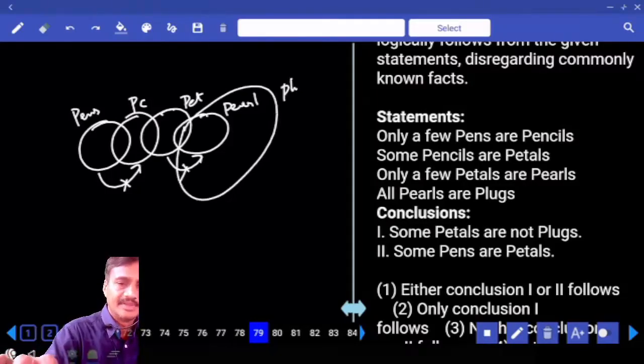Then, according to this, some petals are not plucked. Some of the petals are not plucked, definitely true.